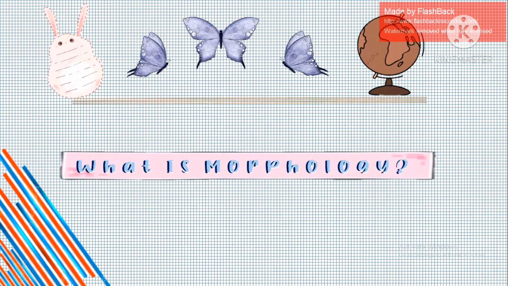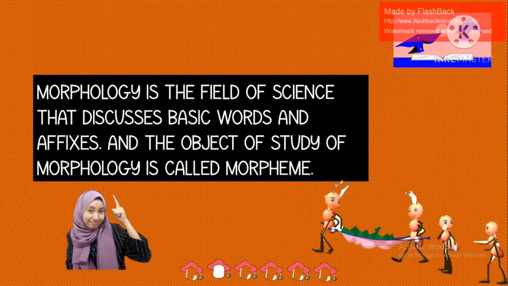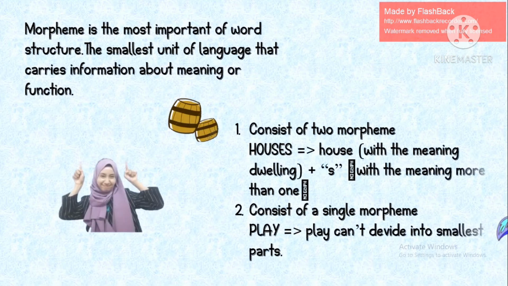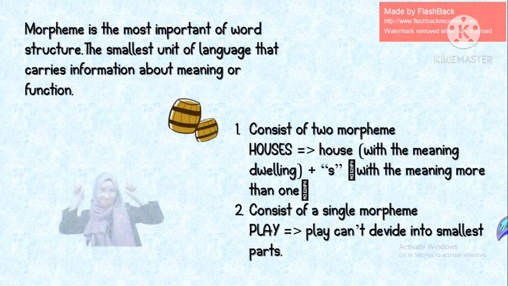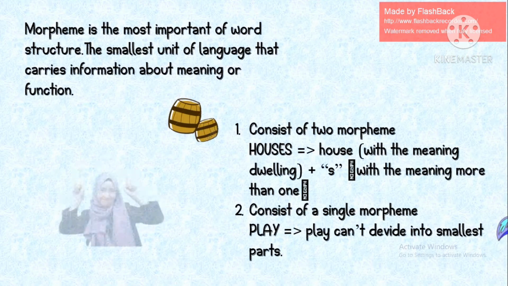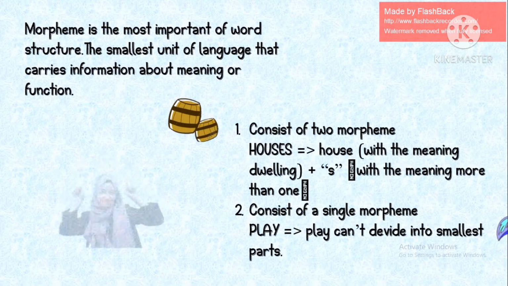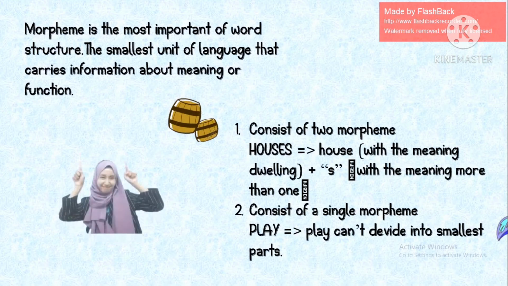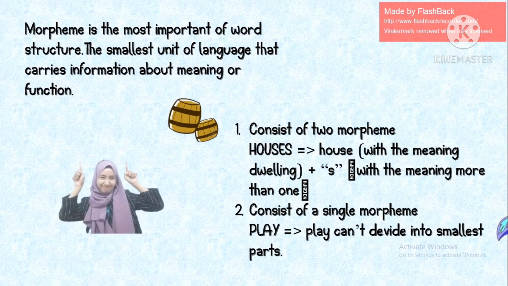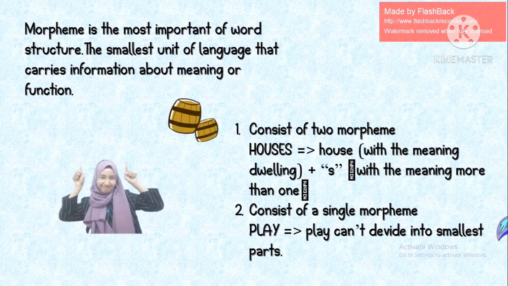What is morphology? Morphology is the field of science that discusses basic words and affixes, and the object of study in morphology is called morpheme. Morpheme is the most important part of word structure. Morpheme is the smallest unit of language that carries information about meaning or function. An example consisting of two morphemes is houses. Houses is made up of the morpheme house, with the meaning dwelling, and the morpheme s, with the meaning more than one. The second consists of a single morpheme: play.